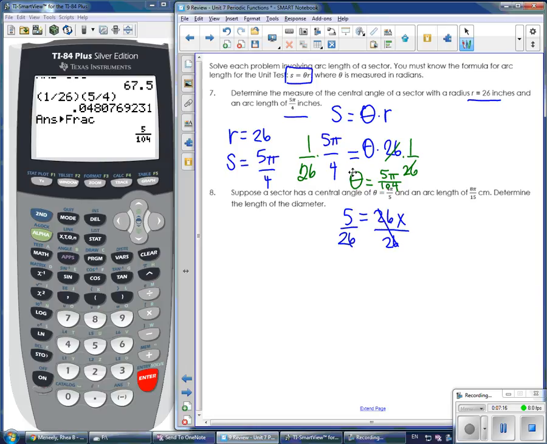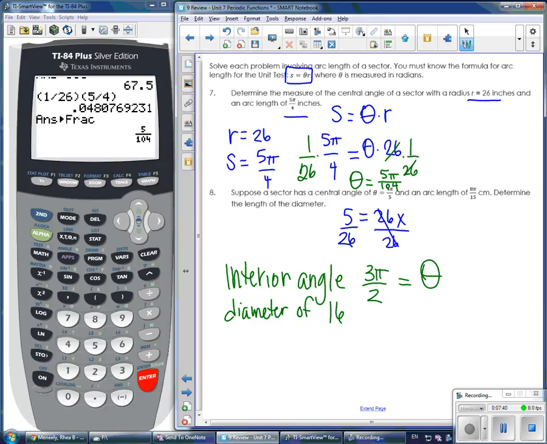What you're going to see on the test is something where, let's say, you have a central angle or an interior angle. Let's say it is 3 pi over 2. So that gives us our theta value. And let's say we have a diameter of 16 centimeters. And I want to find the length of the arc. Well, first of all, my formula requires that I use the radius. So the first thing I'd need to do is change my diameter into a radius. And remember, the radius is half the diameter. So I'd have a radius actually of 8 centimeters.